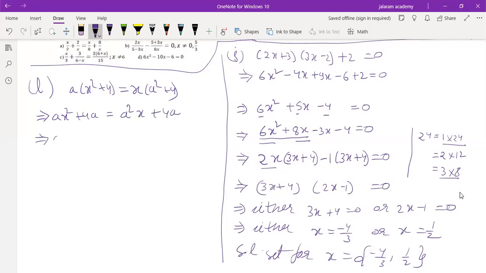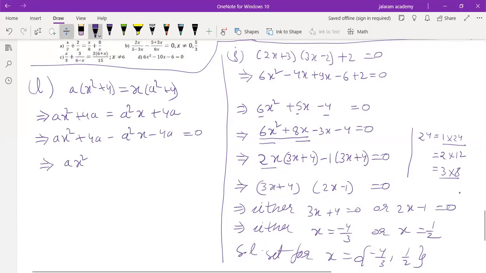Transfer all the terms to the same side. ax square plus 4a minus a square x minus 4a equals to 0. Now arrange in decreasing powers of x. Sir, in the first it should be 4x. a square x plus 4x. So what am I saying? ax square minus, first write the terms of x, so there are two, plus 4a equals to 0.